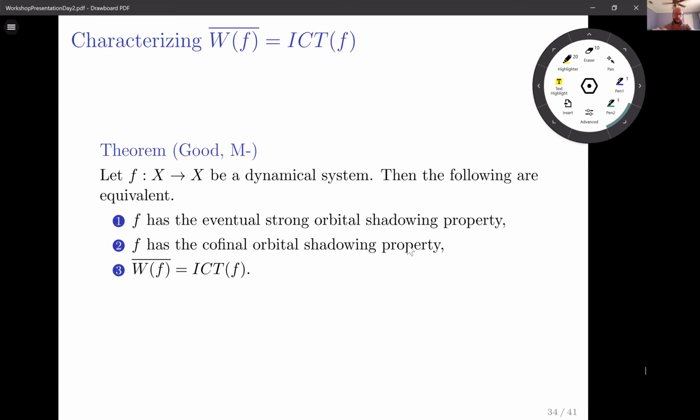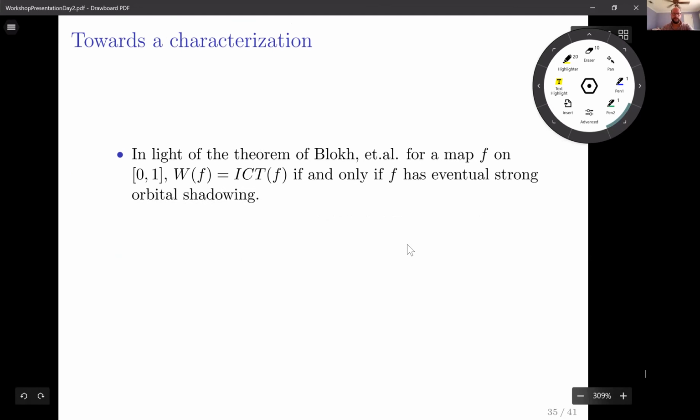Now, of course, the auxiliary question, the additional question is, can we characterize W equals ICT? And we'd like the answer for that to be yes as well. This one's a little bit tougher to get our hands on. And so we need to look at something a little different here.